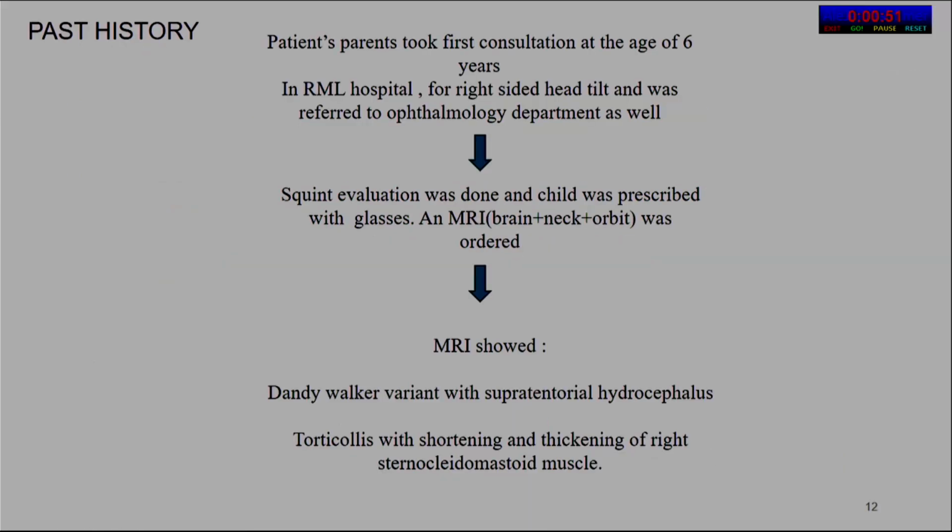Past history was a little bit significant in this case. While doing the squint workup, the child was advised MRI, and we found that the child has a Dandy-Walker variant with supratentorial hydrocephalus and torticollis with shortening and thickening of the right side sternocleidomastoid. 30 seconds to conclude.